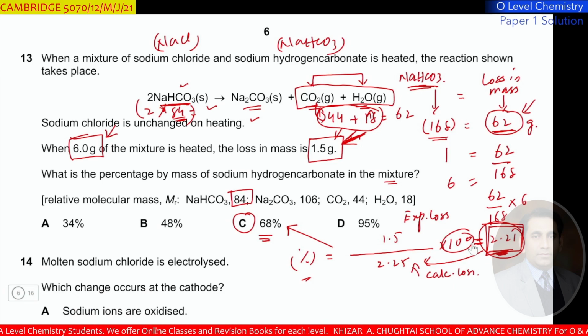This will be the same percentage if we are going to solve with respect to the remaining mass of sodium carbonate. However, this is the shortcut method, and as far as my opinion is concerned, it's an easier method, the easiest one that can be applied with the minimum time span. So C is the correct option.